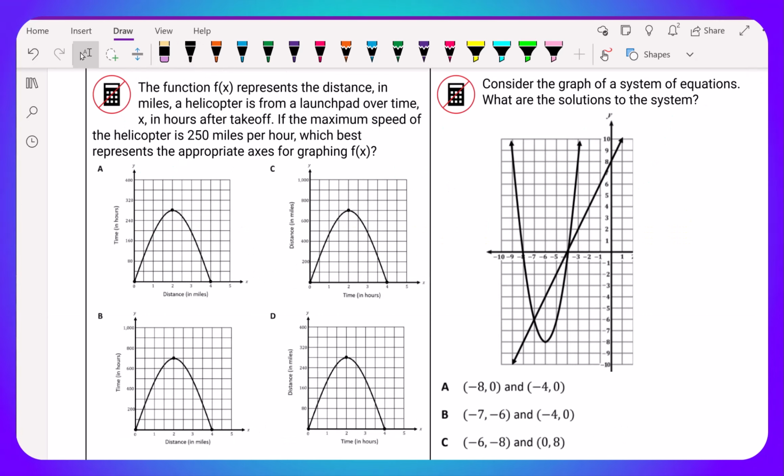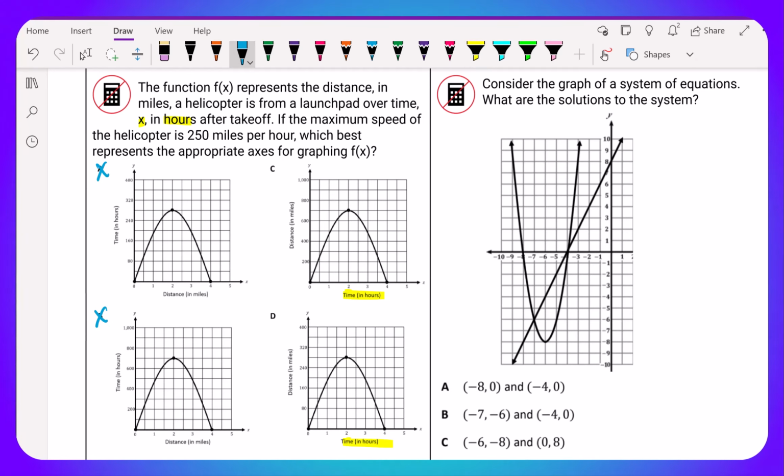Okay, let's take a second and read this. It says the function f of x represents the distance in miles a helicopter is from a launch pad over time. So f of x is the distance in miles, and x would be the hours after takeoff. So just from that one sentence, x would be in hours after takeoff, so I'm going to look to see which one has hours for takeoff. These two do not. They do not match the description, so I'm going to mark out A and B.